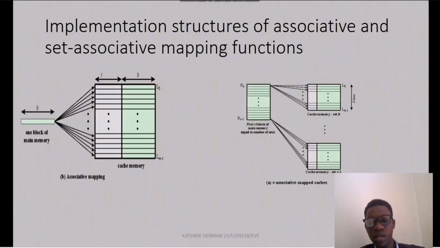The address portion of the cache is split into two: the tag and the word section. So if the control logic checks and the block matches a given tag, it is placed there.